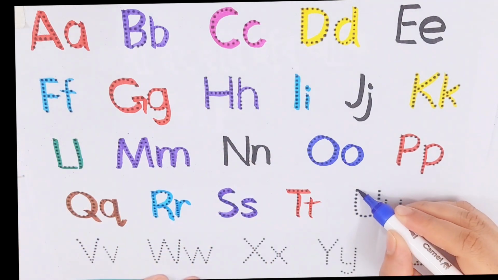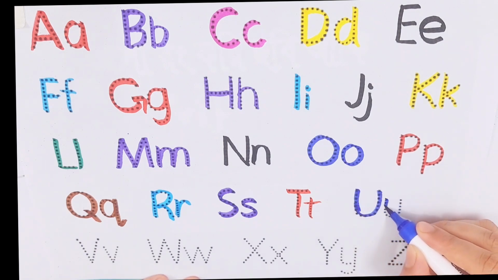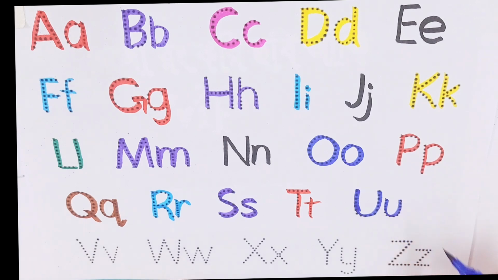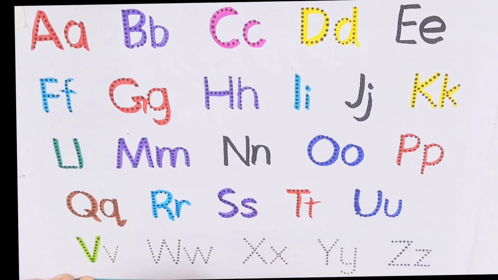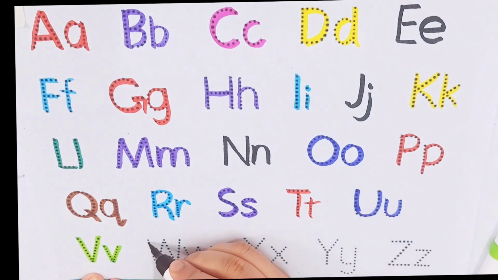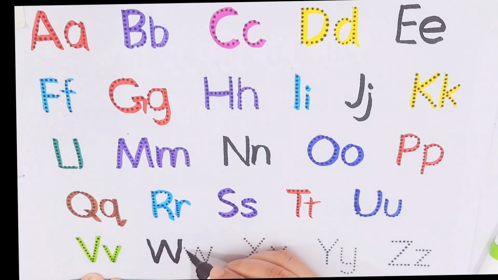U. U for umbrella. U for uniform. Light green color. V. V for violin. V for band. Black color. W. W for watch. W for wax.